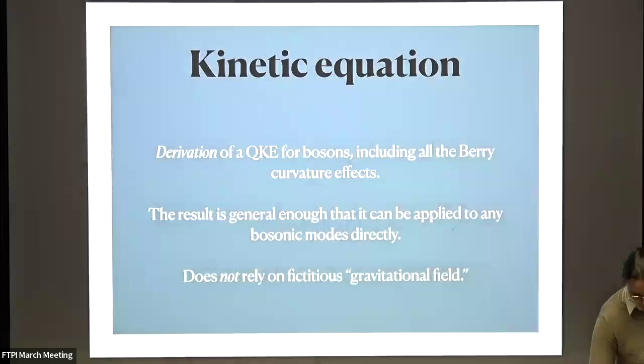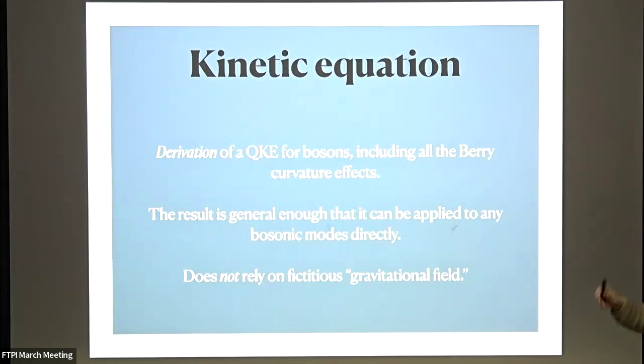Okay. So what we are doing, if you've had enough already, at the end of the day is we are deriving a quantum kinetic equation for bosons, which we derive exactly, and then we make approximations. It's general enough that it can be applied to any bosonic modes, so take your pick. It does not rely on including a fictitious gravitational field, and it can also include inhomogeneities, which allow us to include boundaries, for example.